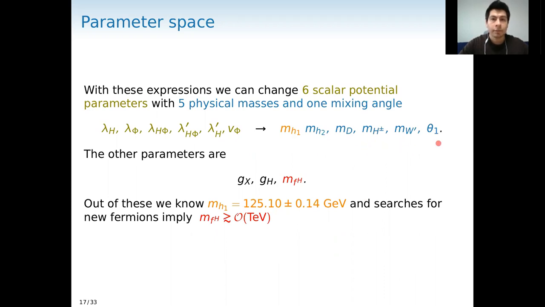This is going to make the exploration of this parameter space much easier because we can put constraints on these parameters. The other parameters that we have are the couplings for the gauge fields and the mass of the Hibby fermions. Of these parameters, we know that the mass of the Higgs has been measured and is close to 125 GeV with an error bar given by this number, 0.14. And the searches for new fermions that have come with no results imply that the mass of the Hibby fermions is larger than order TeV.